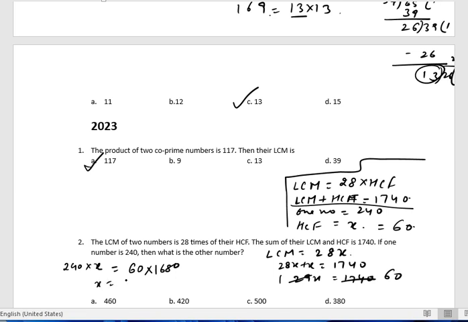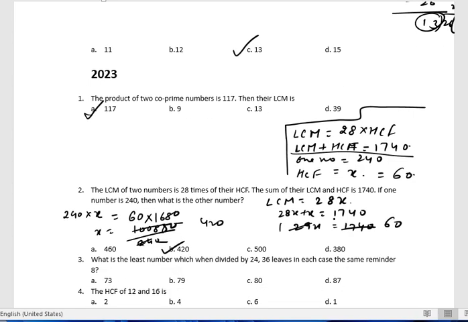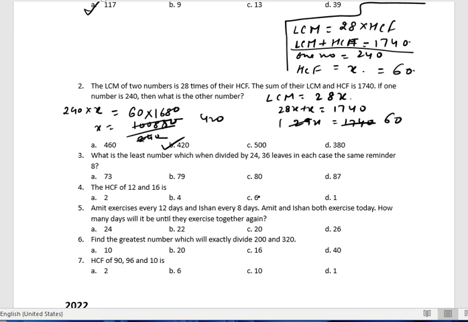Or you can say x equals 100800 divided by 240. 0 cancels with 0, and it will be 420. So the answer is this way. I hope it is clear. This is a little tricky question. You have to give it more time. Let's do the other one.